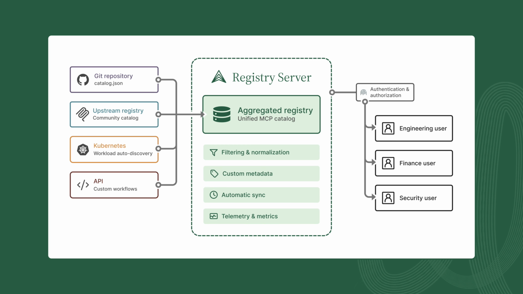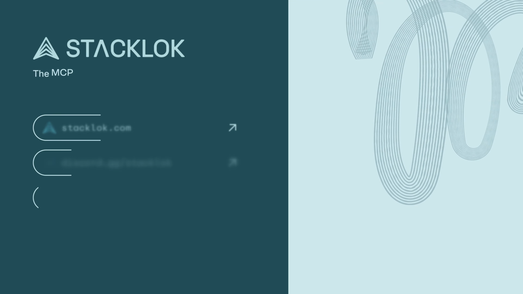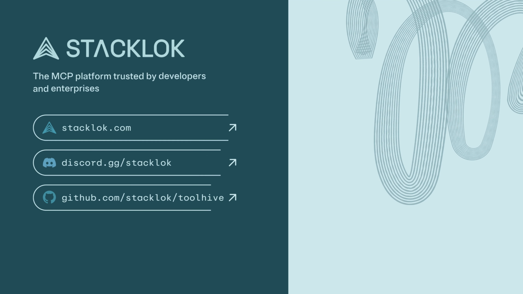So that's the Stacklok Enterprise Registry Server. With a single deployment, authenticated users get a personalized catalog based on their identity with multiple sources aggregated together: Git repositories, Kubernetes resources, an upstream MCP registry, all synced and aggregated automatically. And that's the foundation of enterprise governance for MCP.